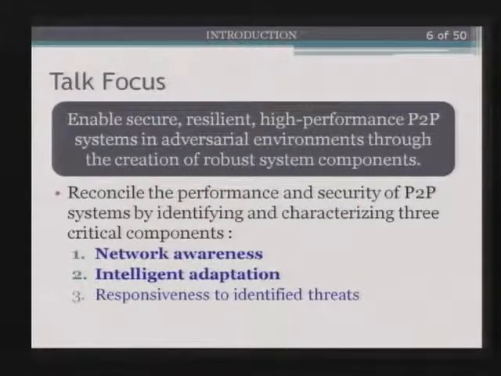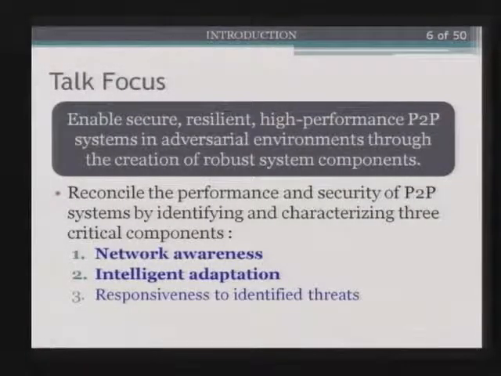So this talk will focus on enabling secure, resilient, and high-performance peer-to-peer systems in adversarial environments through the creation of robust system components. We want to look at reconciling the performance and the security of peer-to-peer systems by identifying and characterizing three critical components. The first is network awareness, the second is intelligent adaptation, and the third is responsiveness to identified threats. Today we'll look at the first two.